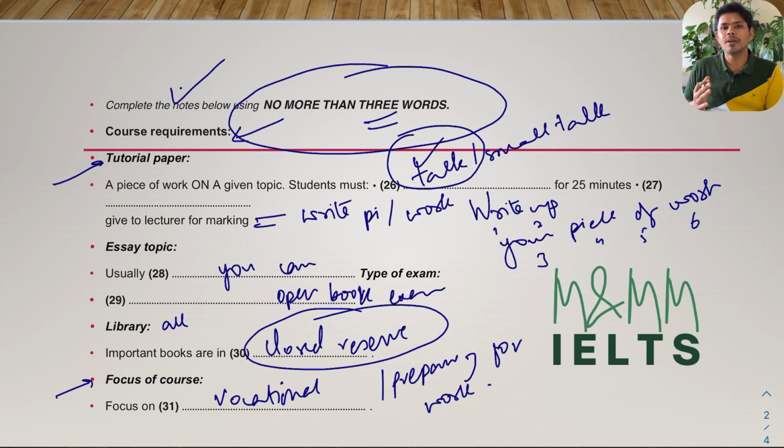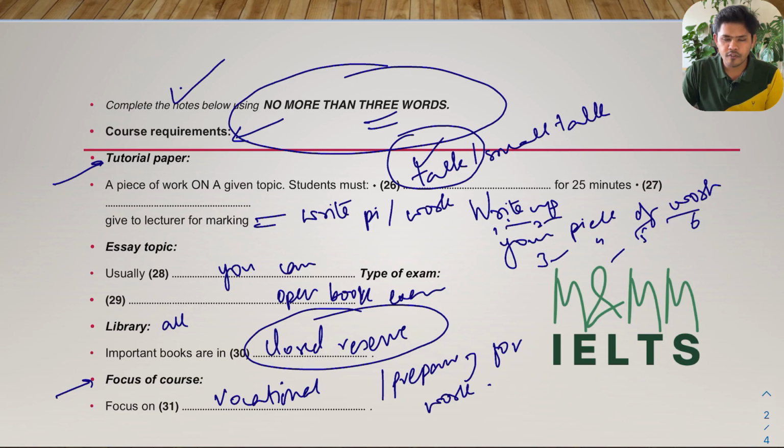But the problem is I cannot write more than 3 words. So now I need to select any 3 words, not any 3 words. I need to select 3 words out of these 6 words, which should be grammatically correct and make sense, and I should be able to deliver the meaning that I'm trying to deliver, right? So what I would say is write up work, okay?